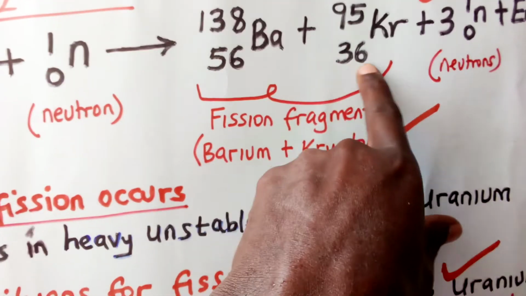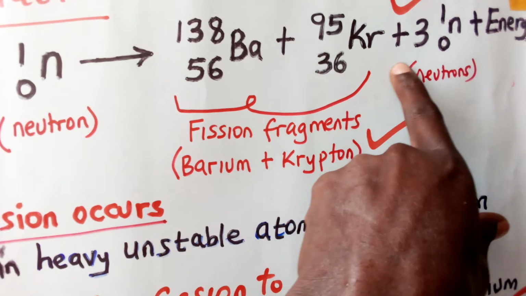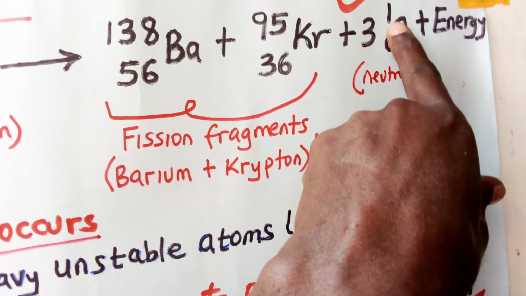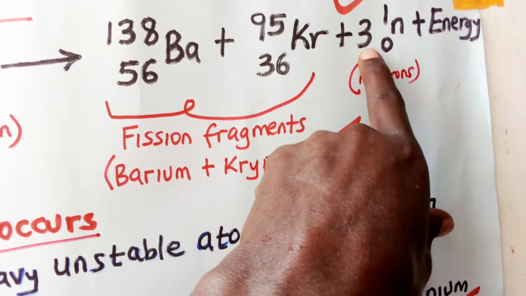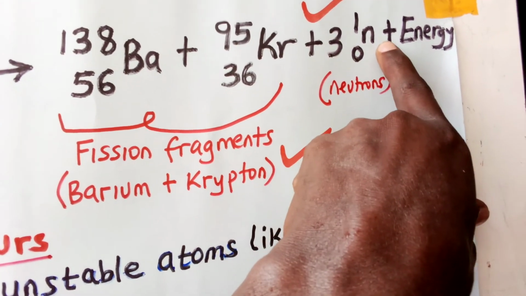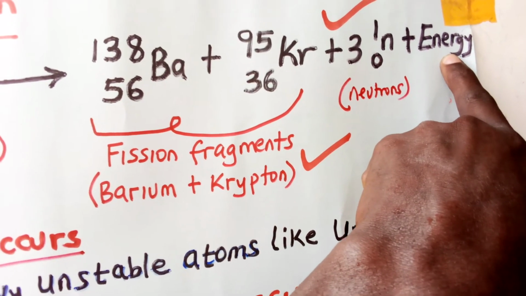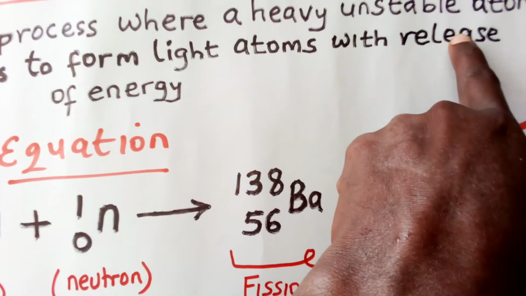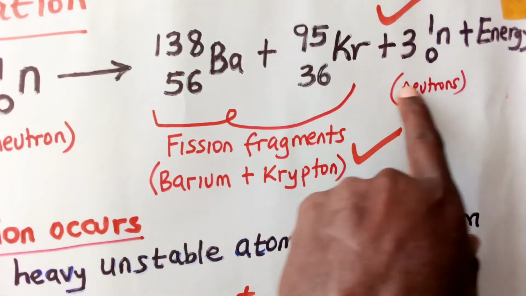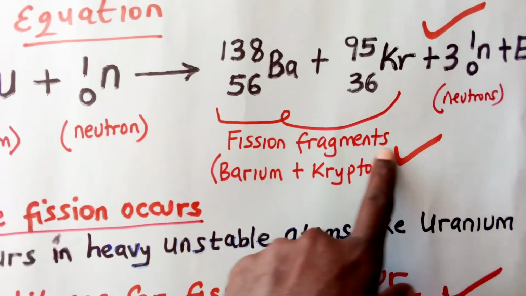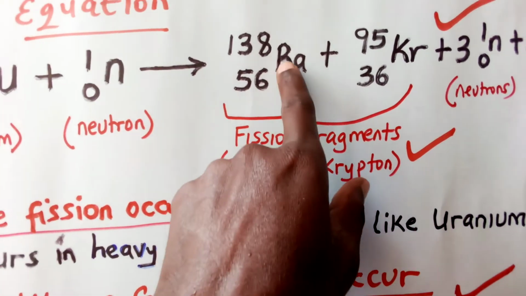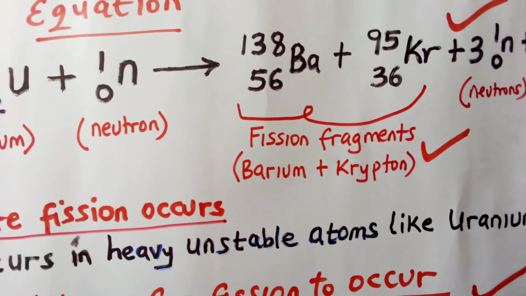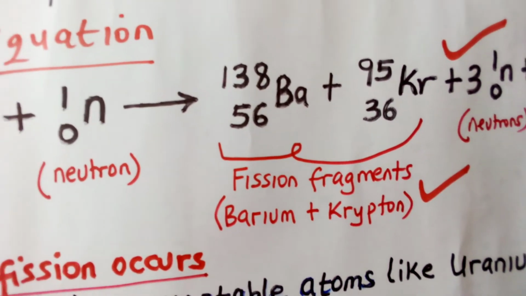But these are not the only products which are what? Formed. We also have more neutrons being produced. You see, we said 1, 0, n represents a neutron. So when I put a 3 in front, it means 3 neutrons are what? Produced. Then we also have energy. You see the way we define fission, we said with the release of energy. So energy is one of the products. So there are how many things here? There are about 4. You have barium, you have krypton, you have more neutrons, 3 of them, and what? And there is also energy. So this is our complete equation.